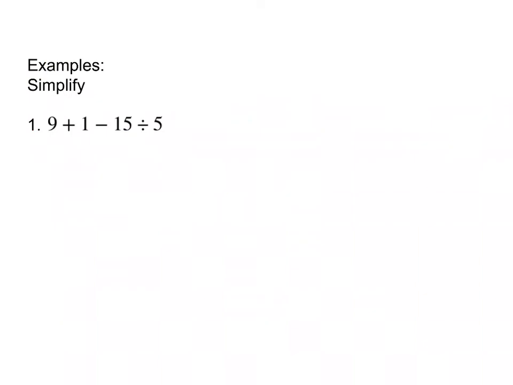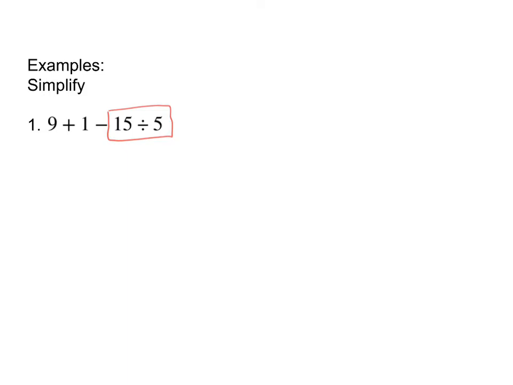Let's look at an example. In this example, I don't see any parentheses or grouping symbols. I also do not see any exponents. So we're moving on to multiplying and dividing from left to right. It looks like we have one place with some division, so that's where we're going to start.